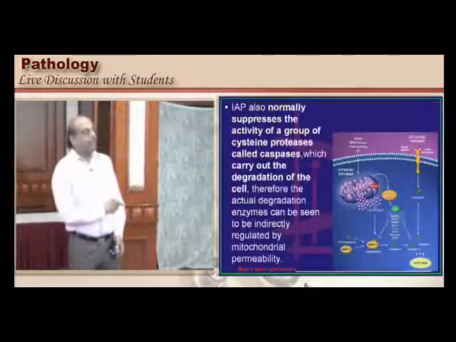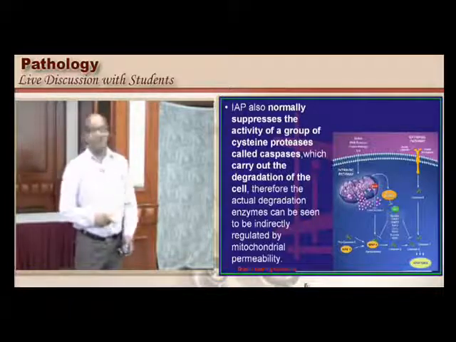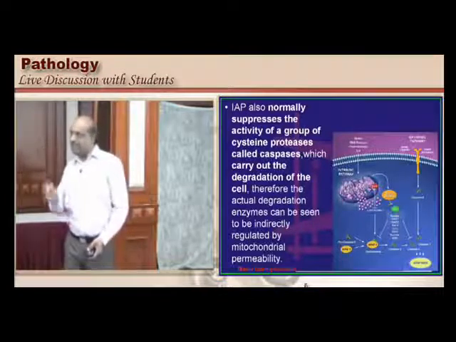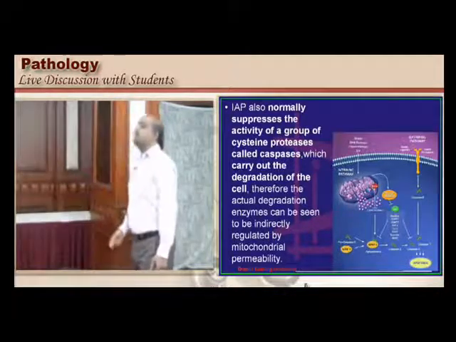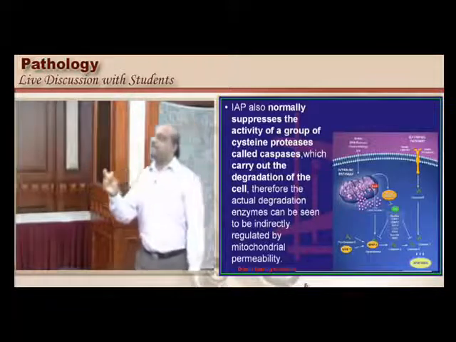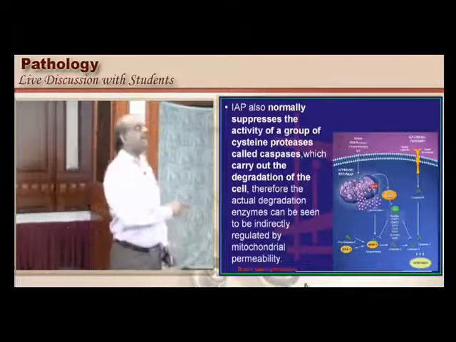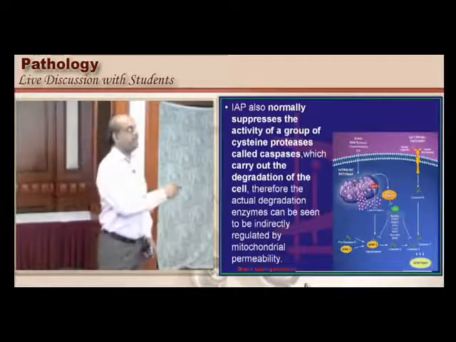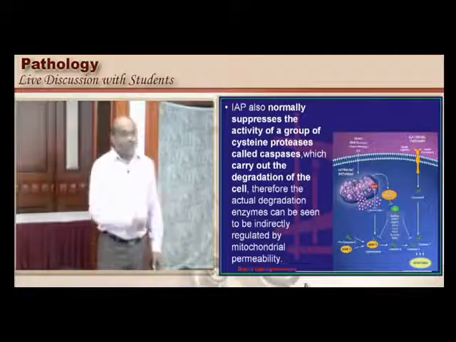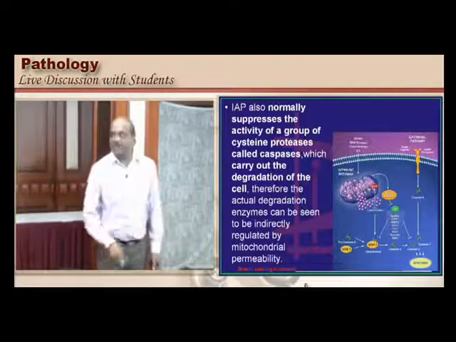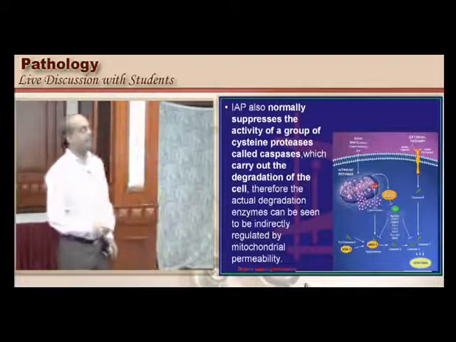The inhibitors of apoptotic process, IAPs, normally suppress the activity of certain important cysteine proteases called caspases. How do inhibitors of apoptotic process prevent apoptosis from happening? Caspases are the final proteases which cause the cell death, and they are prevented from working by the suppression caused on them by the IAPs. If IAP itself is suppressed, there is nobody to stop caspases, and caspases will go ahead with the apoptosis. That is what we need to fundamentally remember.